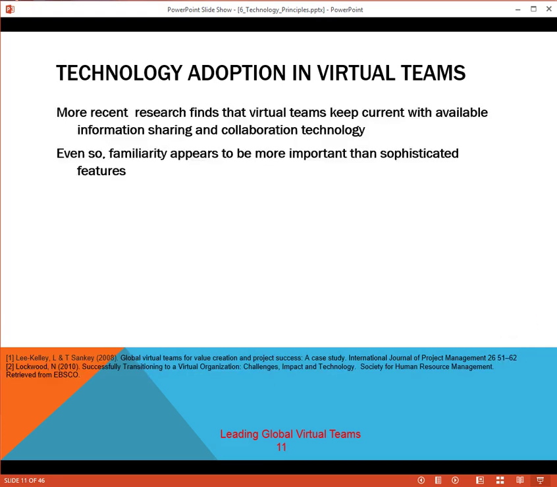More recent research finds that virtual teams keep current today with available information sharing and collaboration technology. Even so, familiarity appears to be more important to them in selecting technology than sophisticated features. So today, as we would predict from the diffusion process, more people are using advanced technology to collaborate on virtual teams. Still, because of the risk with virtual teams in general, they tend to favor familiar and usable technologies.